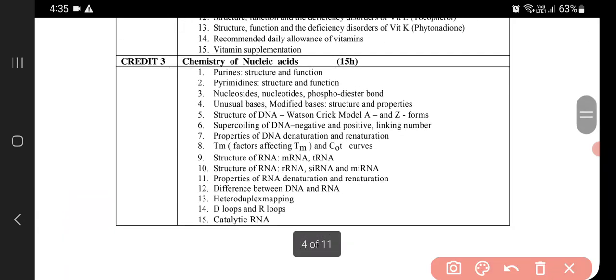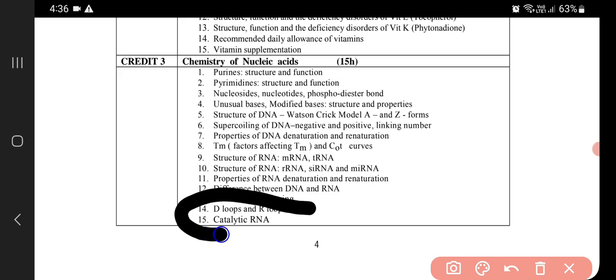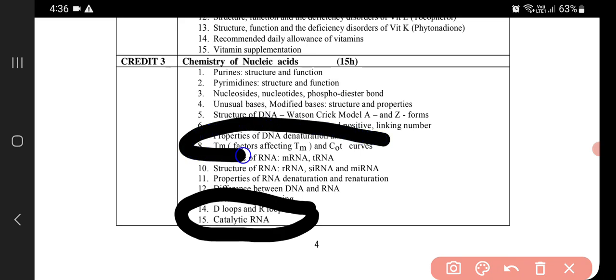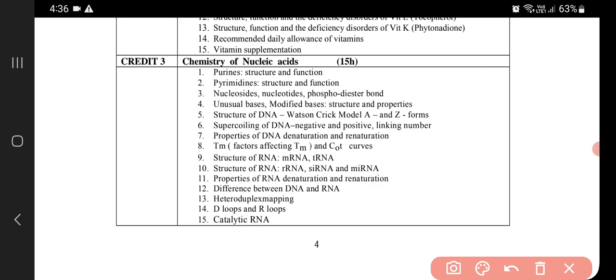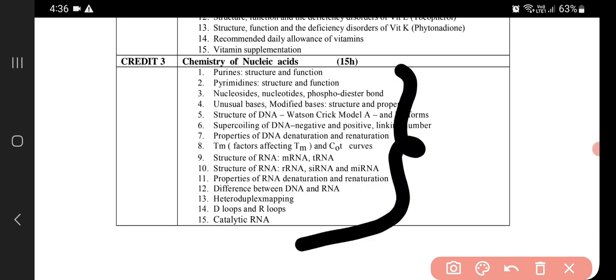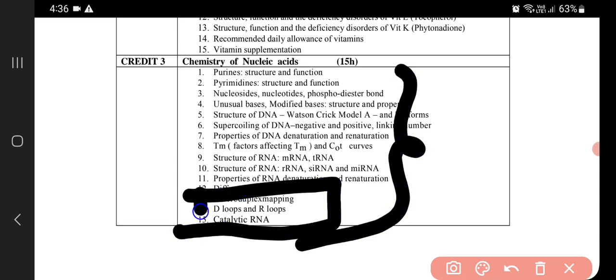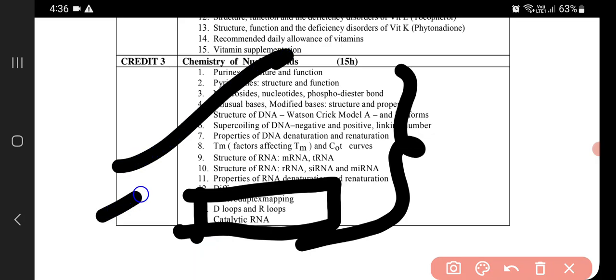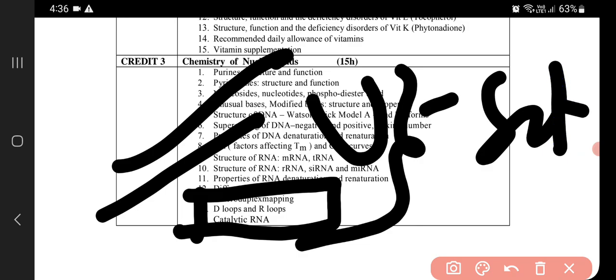And in nucleic acids, D loop and R loop will not be available. Catalytic RNA is not there in U Satyanarayana, and the Tm factor and Cot curves are also not available there. So I'll provide all the rest of the things. Heteroduplex mapping also, I'll provide you the notes, but for the rest of the things you can prefer U Satyanarayana.